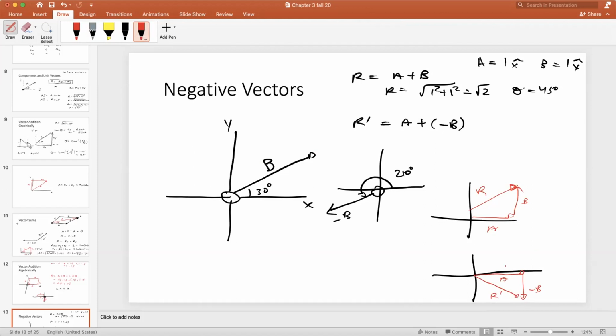You'll never know until you do the math if the angle changed, if the magnitude of R changed. The point here, though, is that adding a negative vector is the same as subtracting a vector.